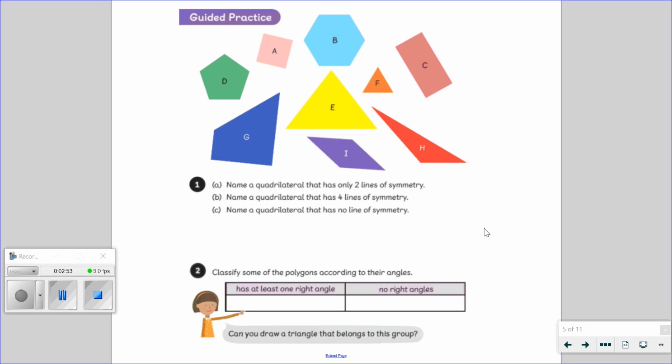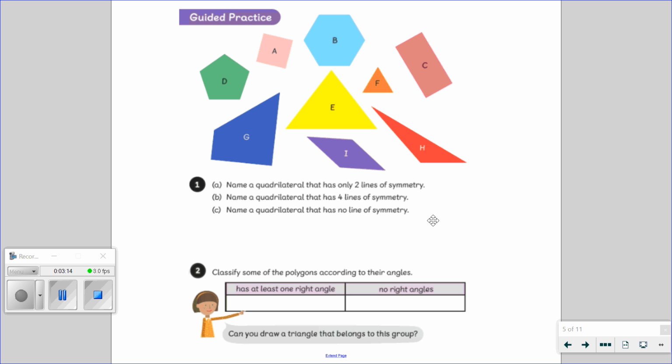So here's today's guided practice. We have to look at these shapes and answer these questions. So we need to name a quadrilateral that has only 2 lines of symmetry, name a quadrilateral that has 4 lines of symmetry, name a quadrilateral that has no line of symmetry.